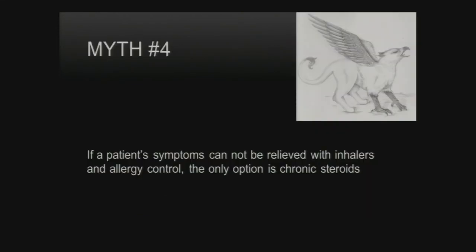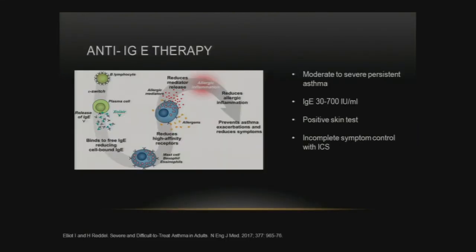Okay, and then the last myth that I'll talk about in terms of asthma diagnosis and management is about chronic steroids, and the idea that when patients' symptoms cannot be relieved with inhalers, allergy control, and management of comorbid conditions, the only option is chronic steroids. I will argue that that is not the case. We might end up on chronic steroids eventually, but I think there are other treatment options in between that you can try. So this is where we get to some of the neat stuff that's going on.